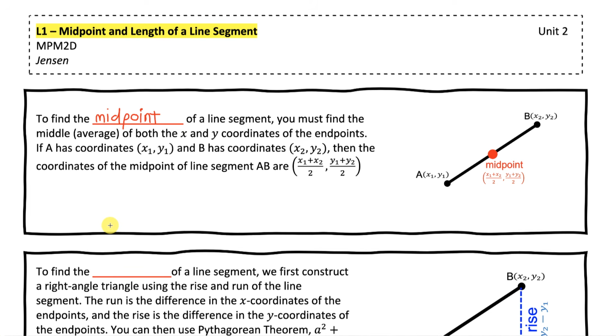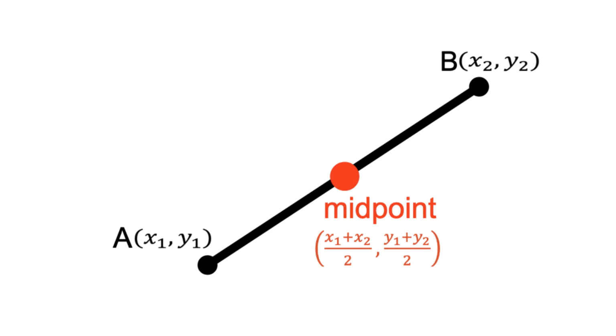So if we look at the diagram of this line segment, you can see that we have two endpoints. We'll call them A and B. It doesn't matter which one is your first and which one is your second. We'll call A our first point, which has an x and a y coordinate, and B our second point, which has an x and a y coordinate.